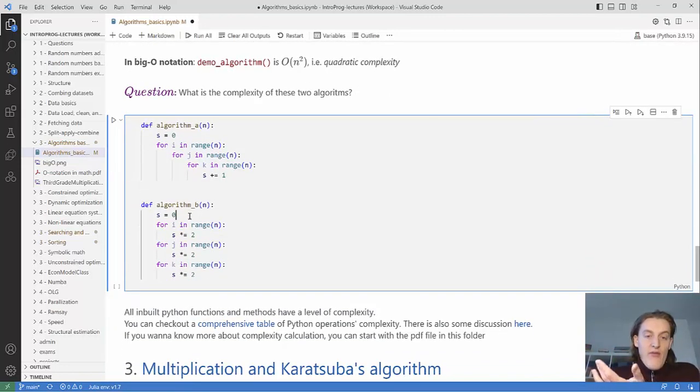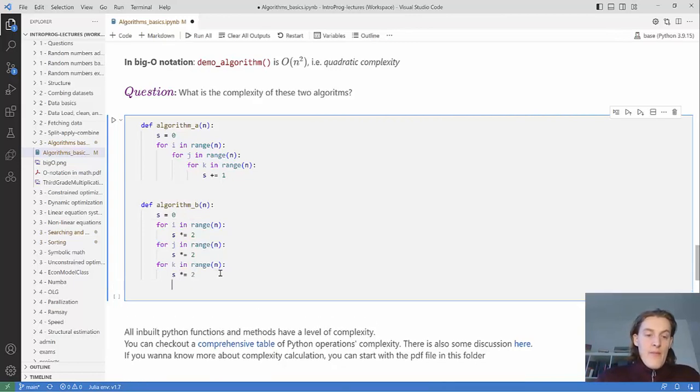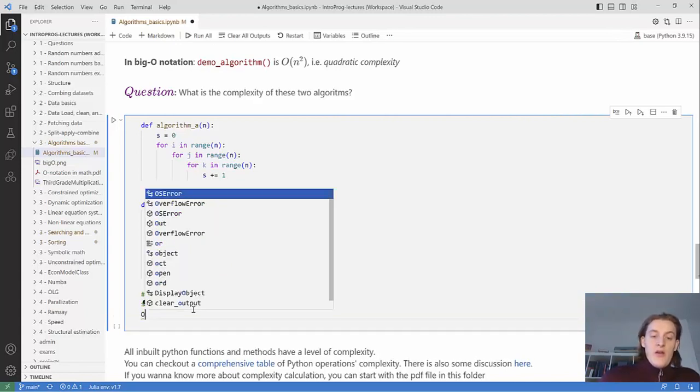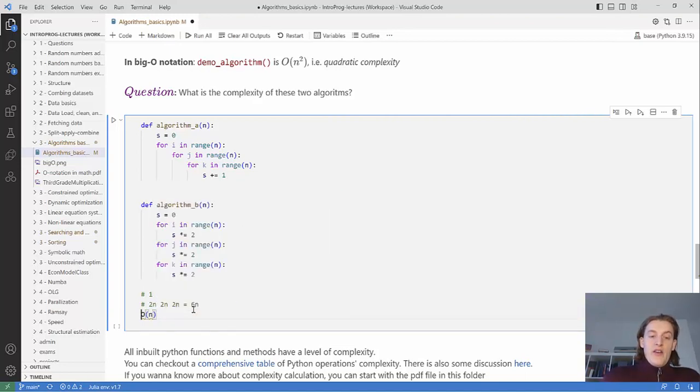In the second one, then you have 1 assignment, then you have 2 times n here, because you just have a loop over n. And then these two loops are the exact same, so 2 times n, so 6 times n in total, which means that you just have linear complexity, so O of n.